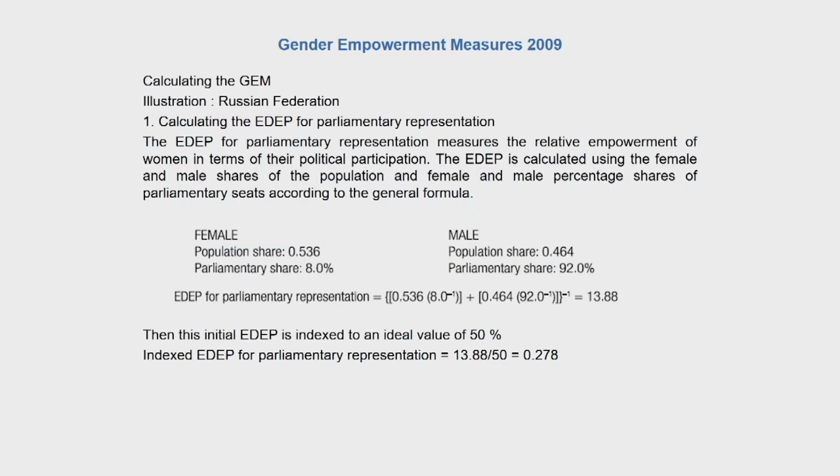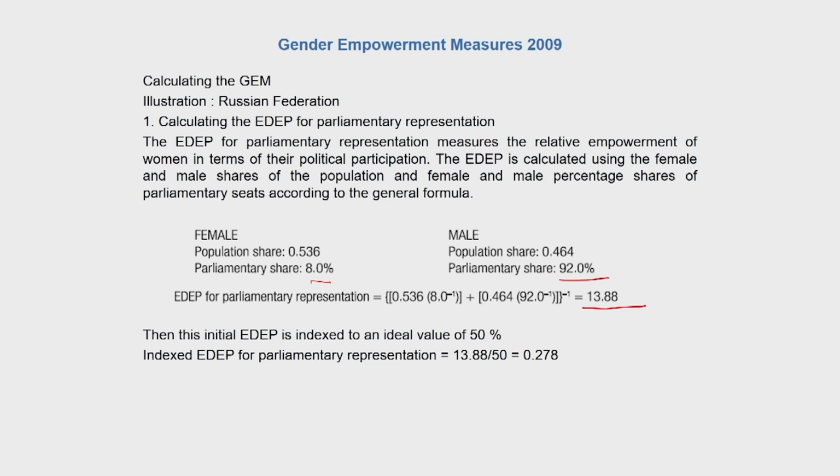So here let us look at a small illustration based upon the data for the Russian Federation. We have first calculated the EDEP for parliamentary representation. It measures the relative empowerment of women in terms of their political participation. In terms of population share, females 0.536, males 0.46. Parliamentary share, if you look, is only 8% compared to male 92%. And based upon this data, the EDEP for parliamentary representation comes out to be 13.88.